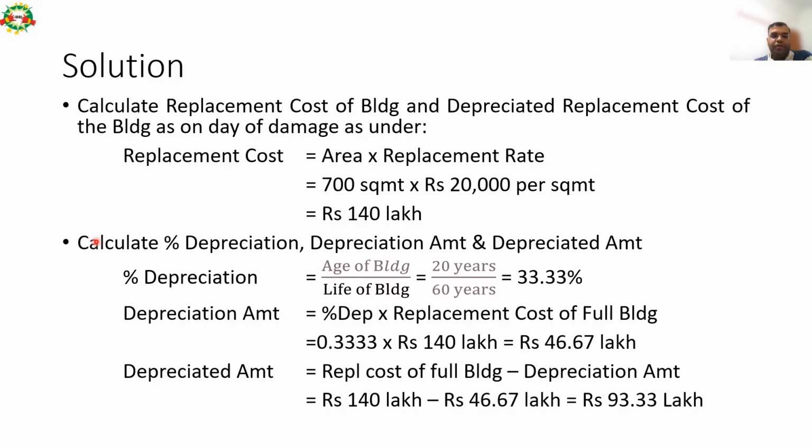So depreciation amount is equal to 33.33% of the RCN of the full building, replacement cost new of the full building, which is calculated as 140 lakh above. So total depreciation amount is equal to 46.67 lakh. The depreciated amount of the full building is equal to RCN of the full building minus the depreciation amount calculated here. So total depreciated amount of the full building is equal to 93.33 lakh.